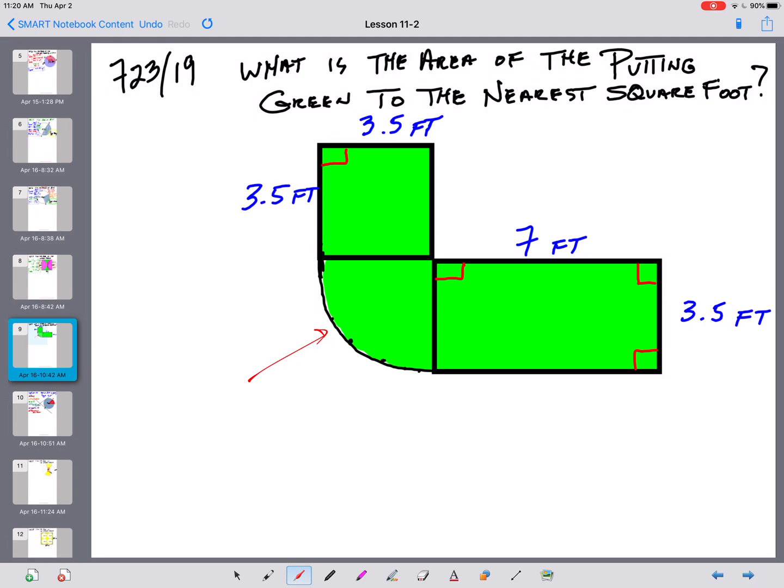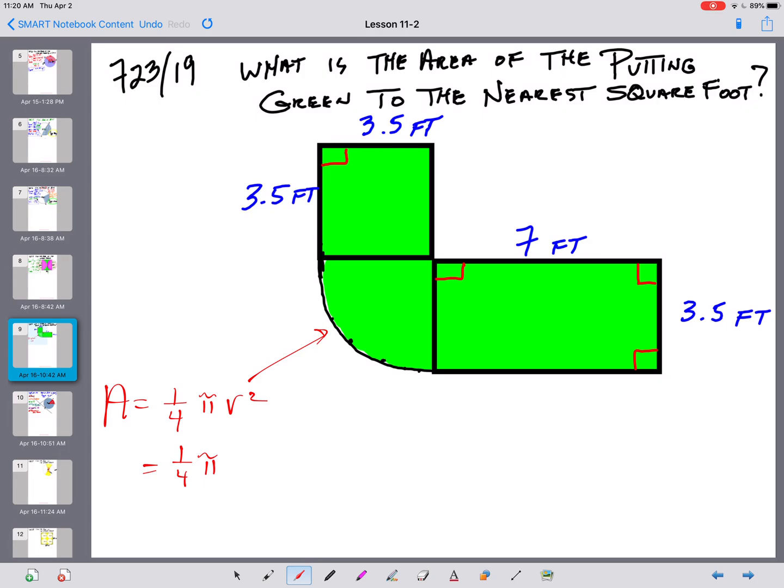What part of a circle is that third part? How much of a circle is that third part? Yeah, it's 1/4 of a circle. So here we go. Let's go ahead and we'll do that one. That's the hardest one. Here it is. Area right here. It's going to be 1/4 the area of a circle. 1/4 pi.